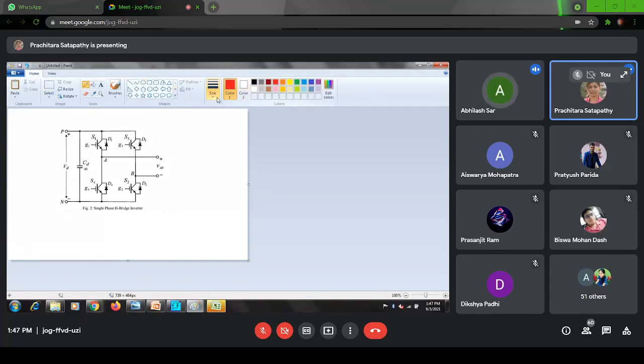So VSI, you can see how many switches are there here? 4 switches. 4 switches are there. So S1, S2, S3, S4. Here in between you will connect any load. So let us say we are connecting R load. You can also connect RL load. So in the theory we will study this.